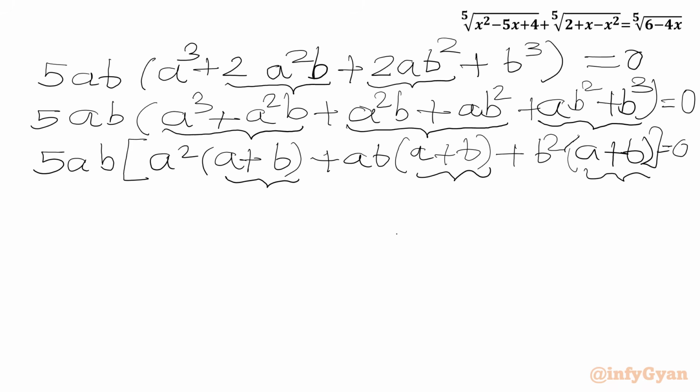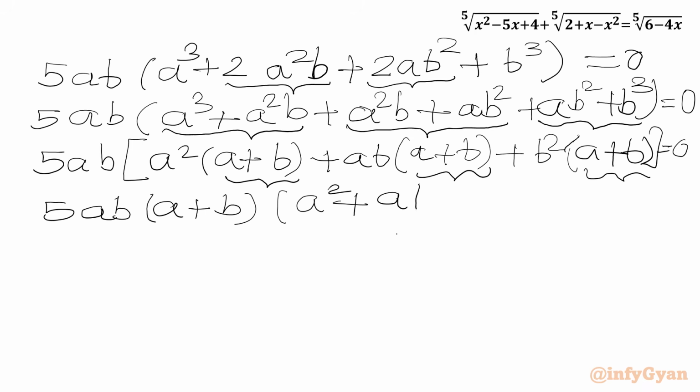So we can write the equation 5ab times a plus b. In the other bracket we'll write a square plus ab plus b square. Now we can use the product 0 rule.